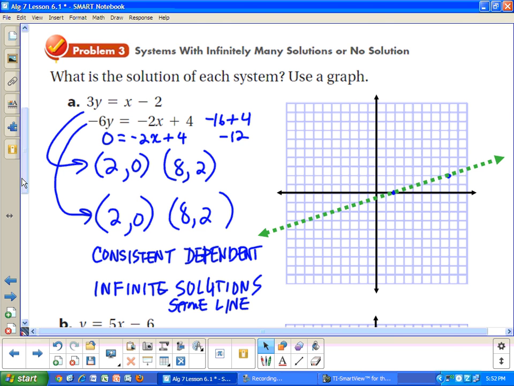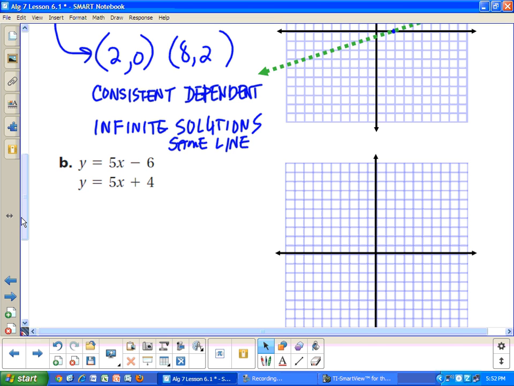All right, let's try another one here. If these are written in slope-intercept form, I can just put a point down here at negative 6 and use the slope 5 to create some other points. And then the other one has the other line here. The other one has a y-intercept of 4 and a slope of 5. And that means those two lines are going to be parallel.